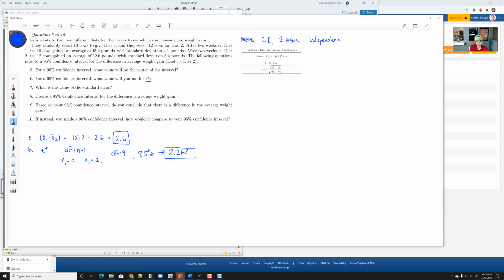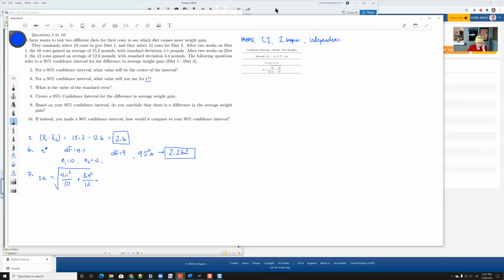Okay, so we got that. The value of the standard error is just plugging in all of the values here. We've got S1 is 4.1 squared over N1, which is 10, and S2 is 3.4 divided by N2, which is 12.